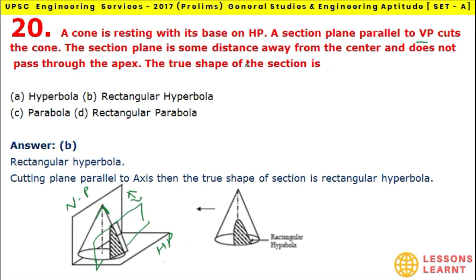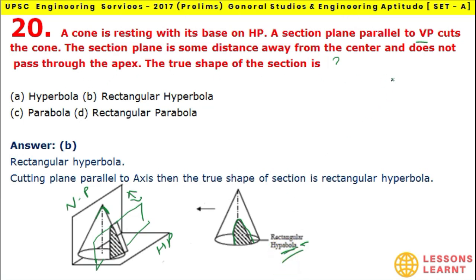The true shape of this section is, we have to find what is the true shape of the section. So the first option is hyperbola, second option is rectangular hyperbola, third one is parabola, and fourth one is the rectangular parabola. When the plane is cutting at a particular distance which is away from the apex point, we can see this section like this. This is the section what we are getting. So this is basically a rectangular hyperbola.